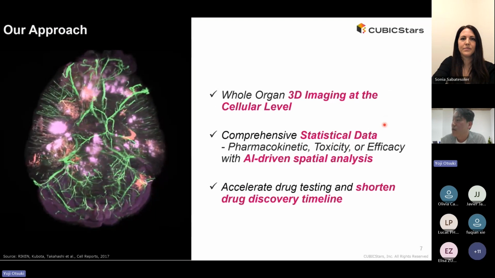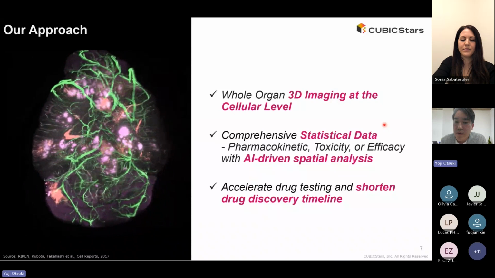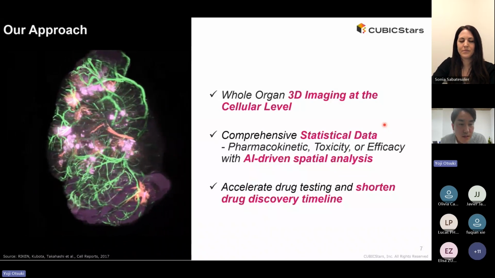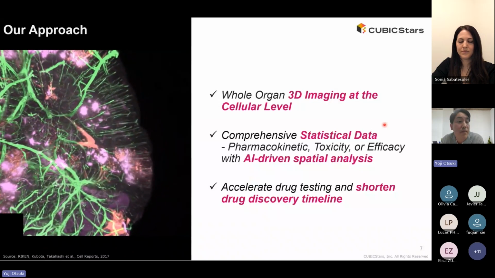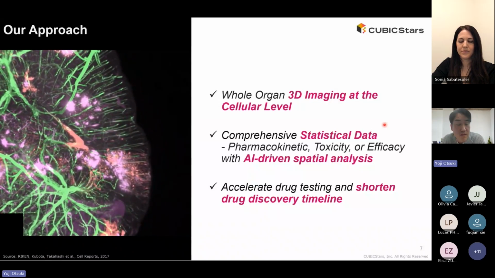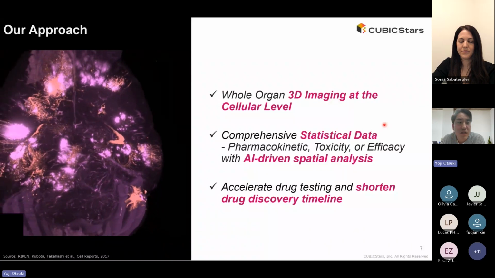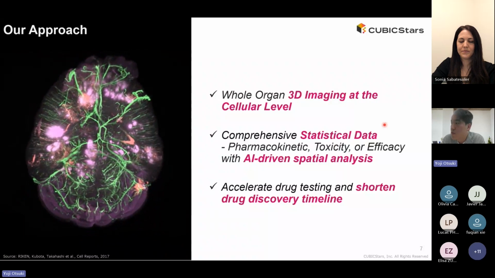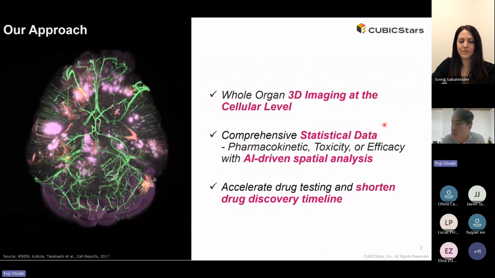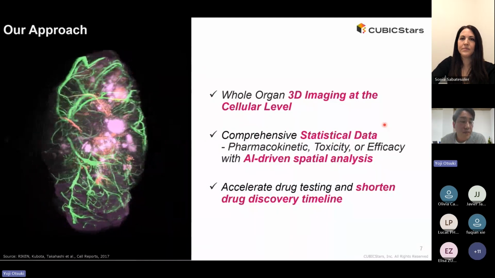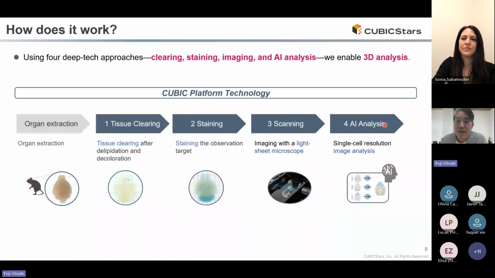So here's our approach. CUBIC technology can offer 3D imaging at the cellular level. Here's an example of a mouse brain with blood vessels and cancer tissues. Of course, we provide not only those images but also the data set. It can be used for PK, PD, or safety testing to support the R&D activity of the pharmaceutical industry.